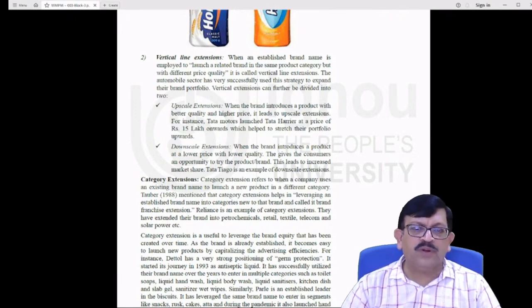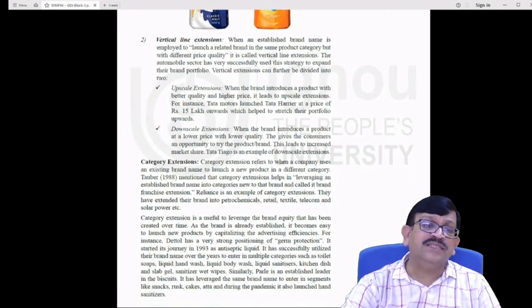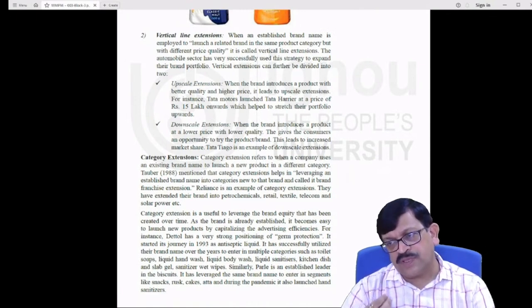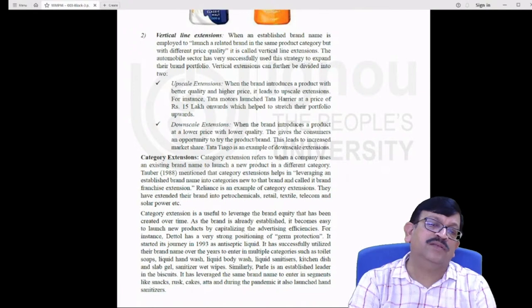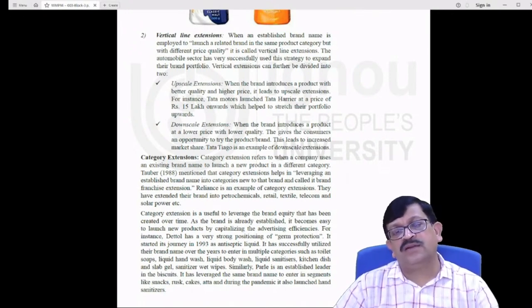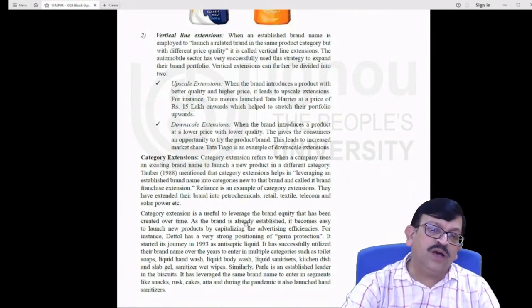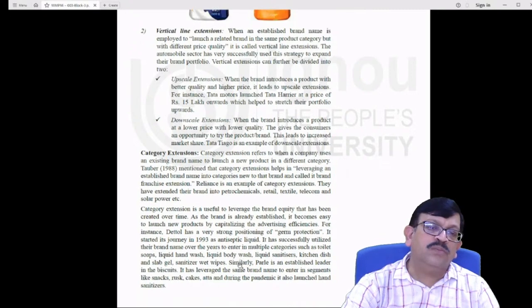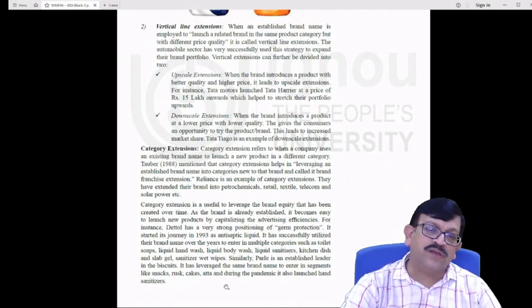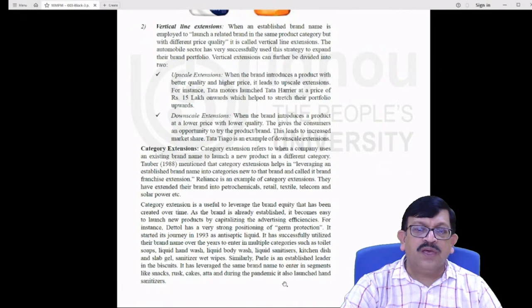We'll talk about the advantages and disadvantages as we go along. Similarly, Parle is an established name, and Britannia is an established name in the biscuit segment. So they've been able to extend the brand name of the company across different segments. In the case of Parle, you're talking about snacks, rusk, cakes, atta. The same thing is also seen in the case of Britannia. So you are able to extend products under the same brand name to cater to different customer groups.